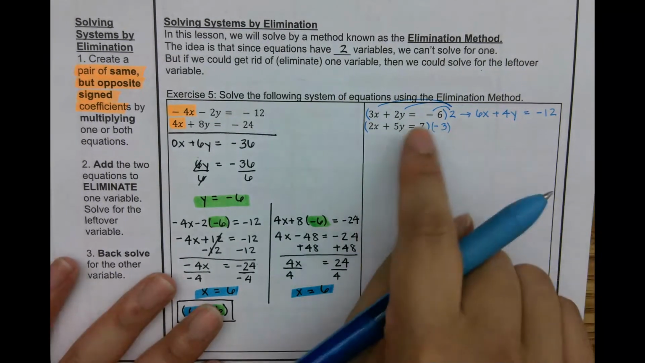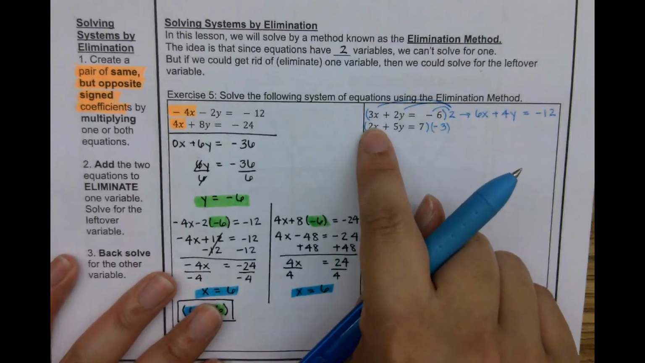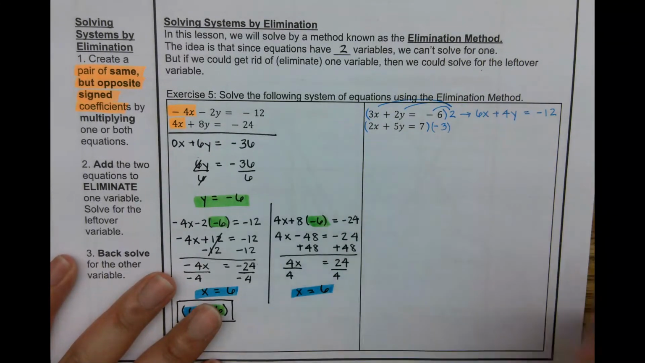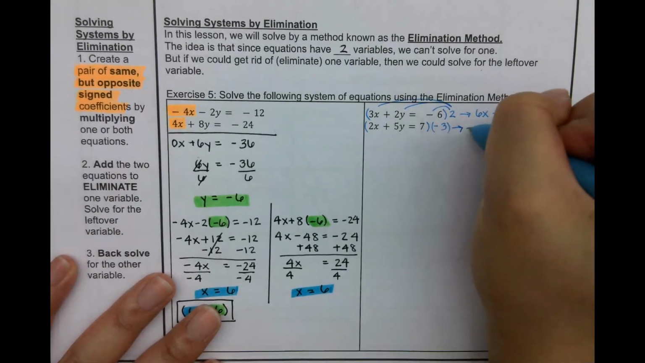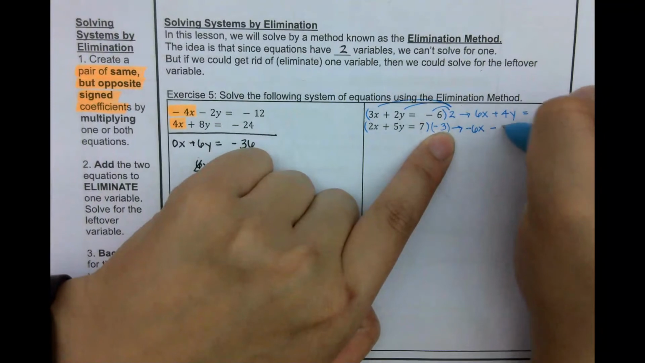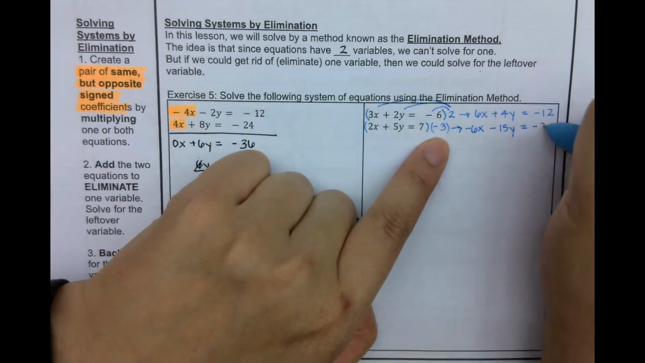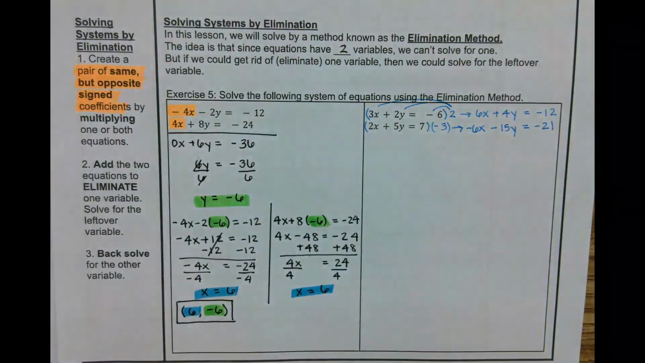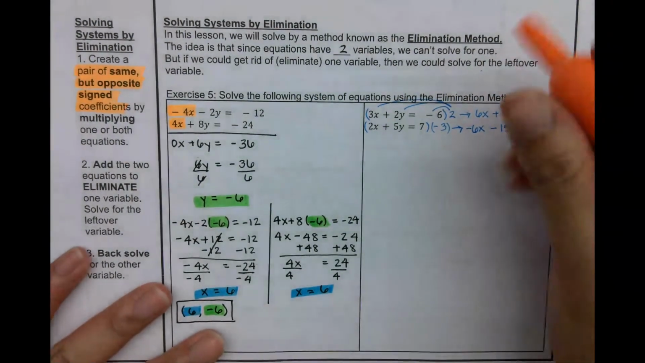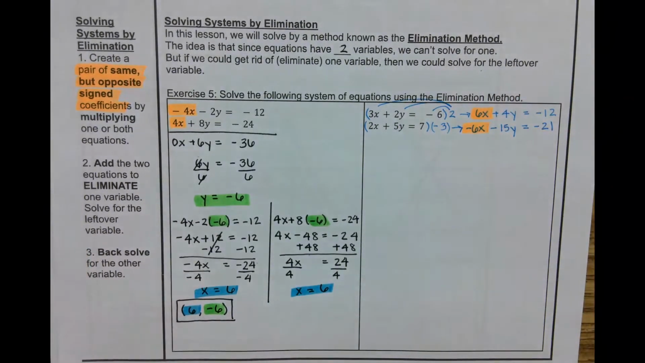Okay, then the bottom, I want it to be negative 6x. So in order to make the 2 a negative 6, I'm going to multiply by negative 3. And when I do, I get negative 6x. 5y times negative 3 is a negative 15y. And 7 times negative 3 is a negative 21. Okay, now I have my same but opposite signed coefficient. So 6x and negative 6x. Okay. So then I move on to step 2.